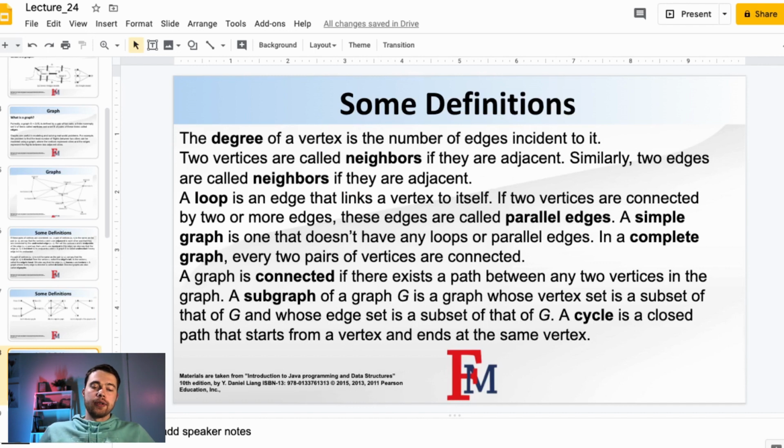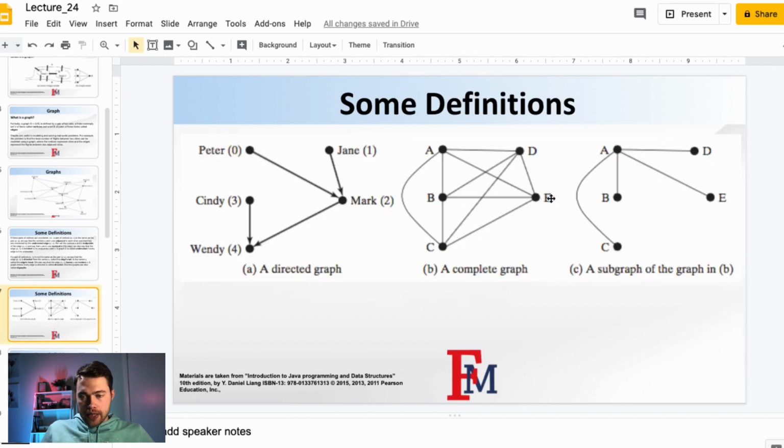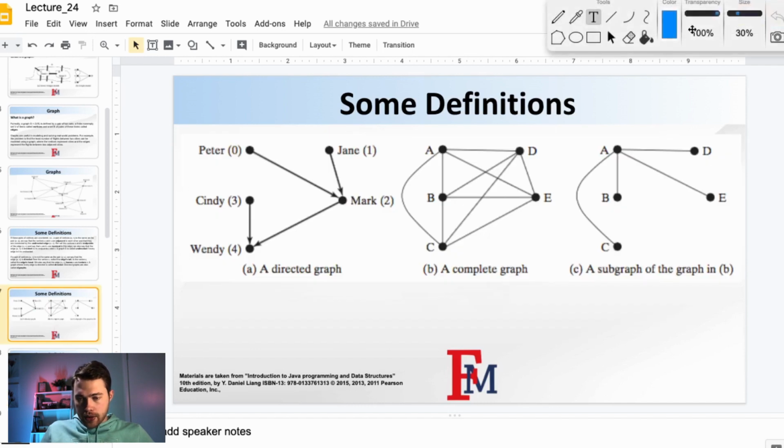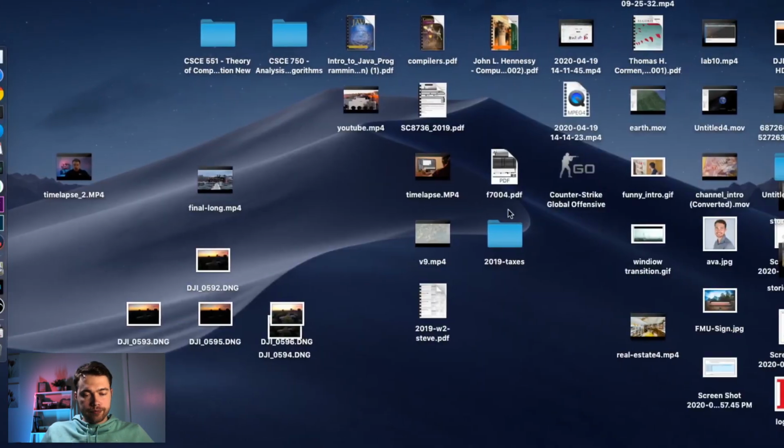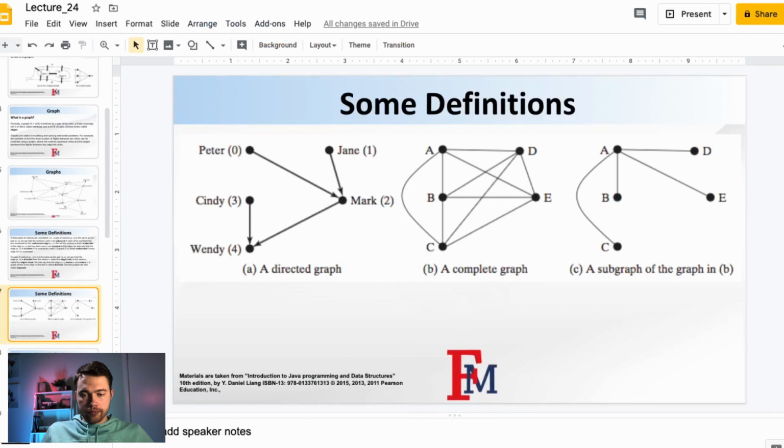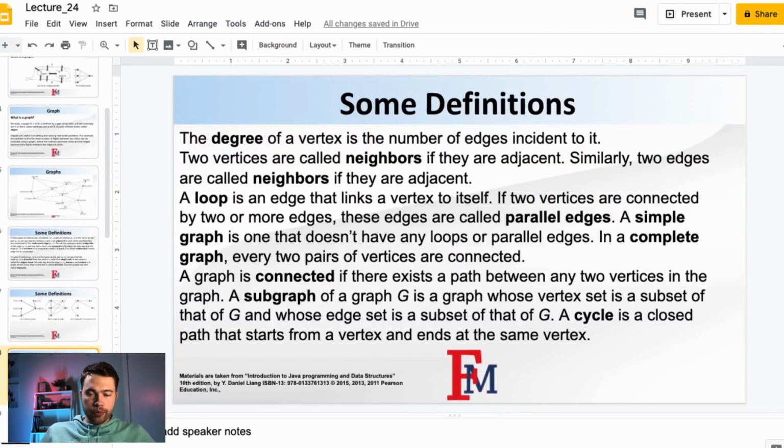Next, loop. A loop is an edge that links a vertex to itself. It's not represented here, but let me try to draw that. If there was an edge leaving B and going back to B, that would be called a loop.